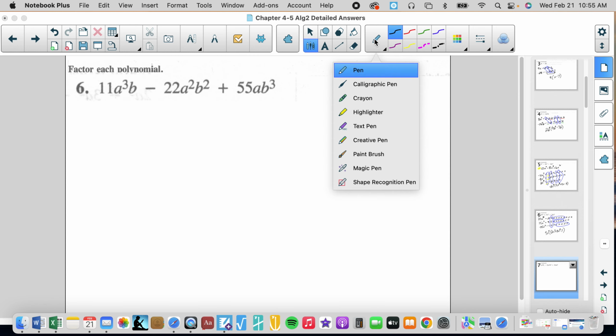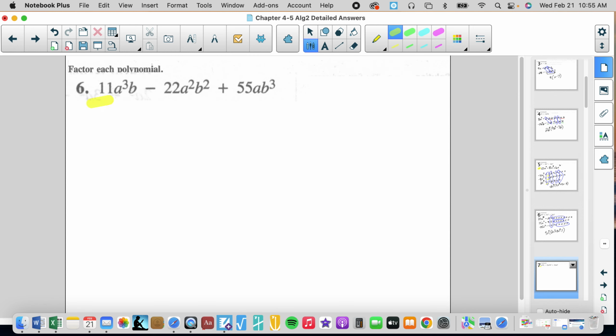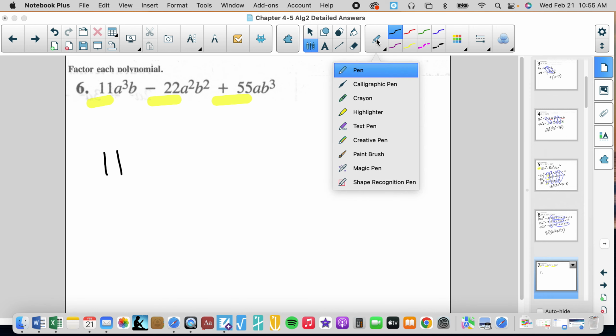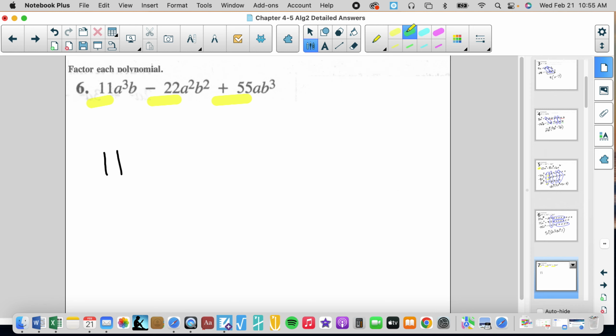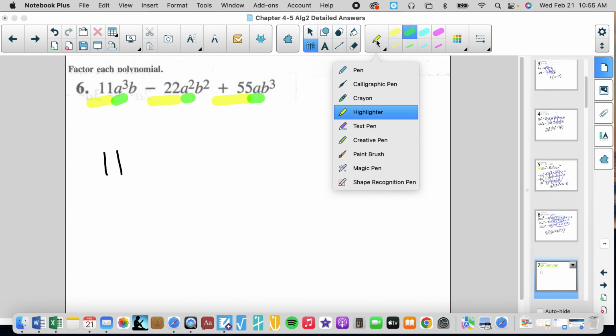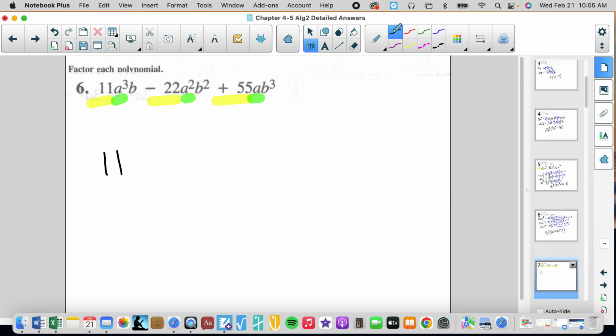So here's the other way that we can move towards. When you get good, you look at the coefficients, and what is the largest? You should be able to see, oh, I can factor out 11. It's my largest GCF. Now we can look at the variables. Let's look at all the a's. You have a to the 3rd, a to the 2nd, a. Remember, GCF, greatest, you take the least. What's the smallest a variable? I can take a to the 1st.